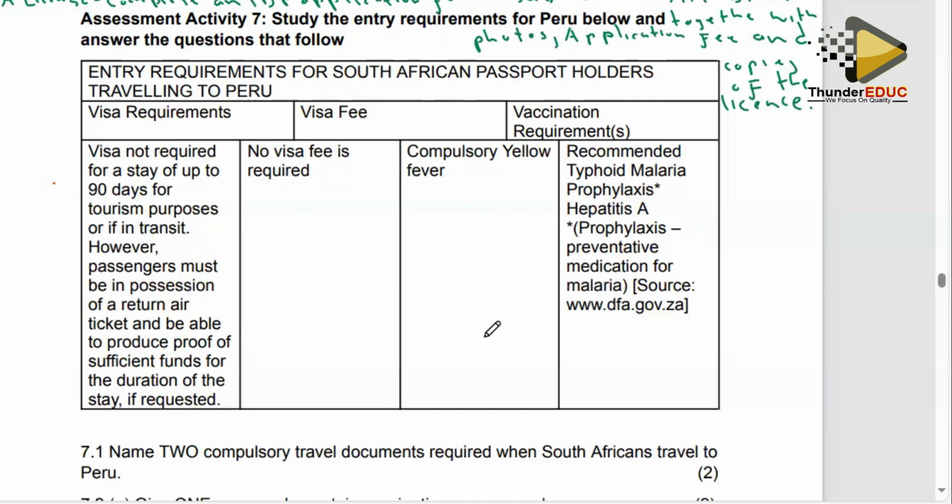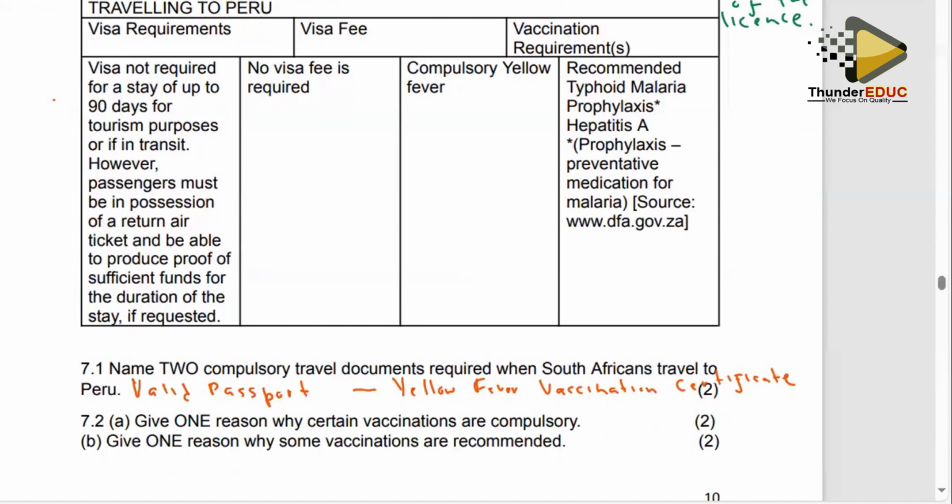Then two compulsory documents for South Africans to travel to Peru. The first compulsory document is a valid passport. Then the second is a yellow fever vaccination certificate. So we have number one, valid passport. Number two, yellow fever vaccination certificate. Those are the two compulsory documents. In this case on 7.1, we are not going to include the visa simply because the visa is not required for a stay up to 90 days. So it's not compulsory. But the valid passport and the yellow fever vaccination certificate are compulsory.